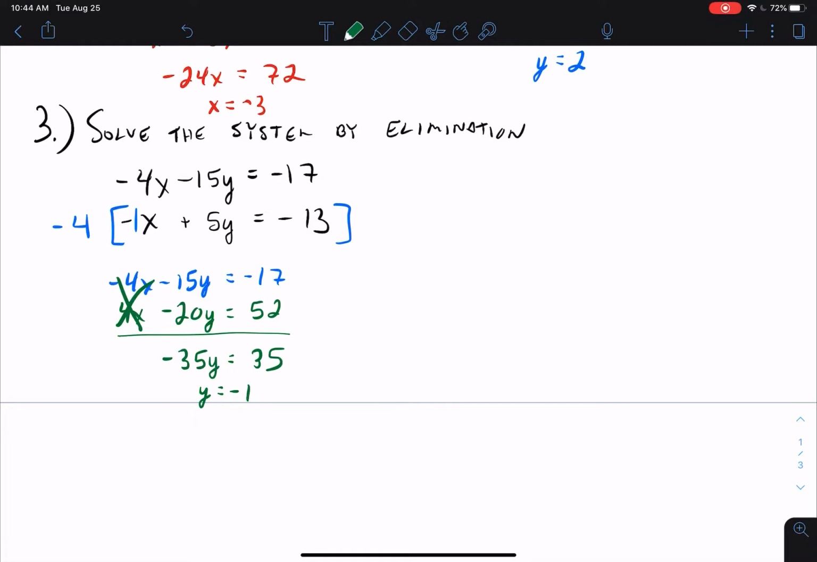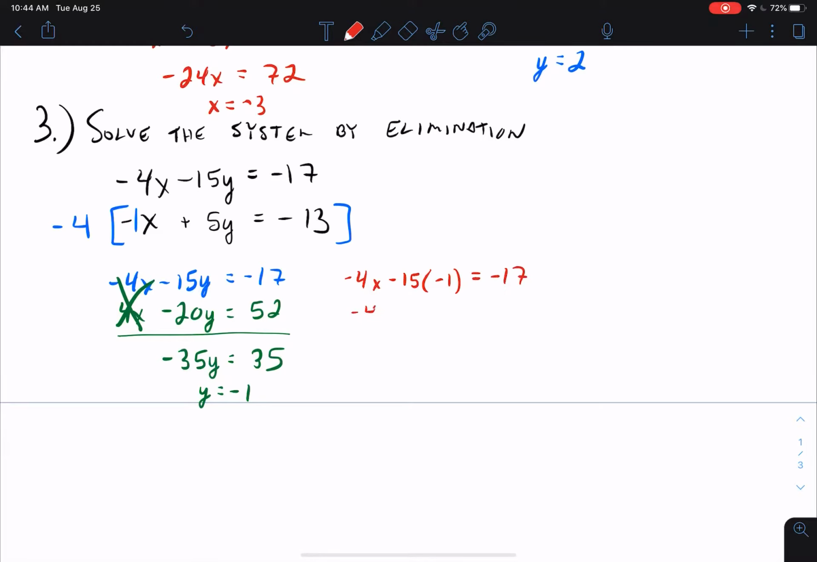All right. In order to figure out what x would equal, I would plug it back into either the top equation or the bottom equation. Remember, it does not matter which one. You should get the same answer as long as your first step here with the elimination was correct. So I'm going to plug it back into the first equation. I'm going to plug -1 back in for y.